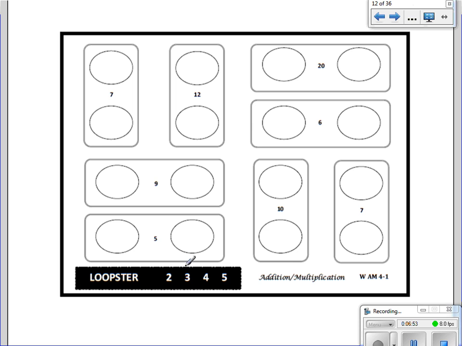Well, it could be 2 and 5, or it could be 3 and 4. Now, when it can be more than one thing, personally, I don't even put in baby numbers. I just leave that blank for a second, and let's move on. Let's go down to here.